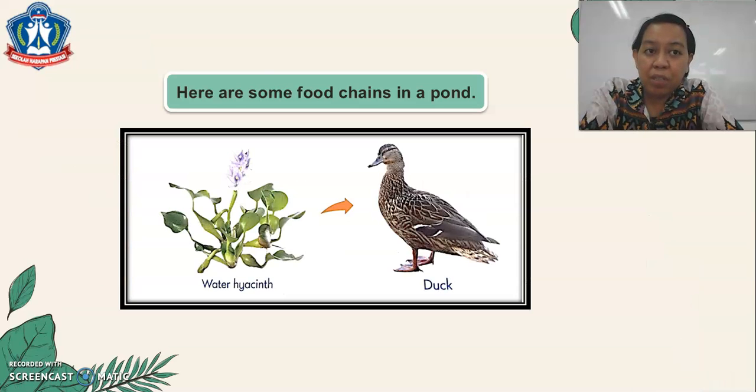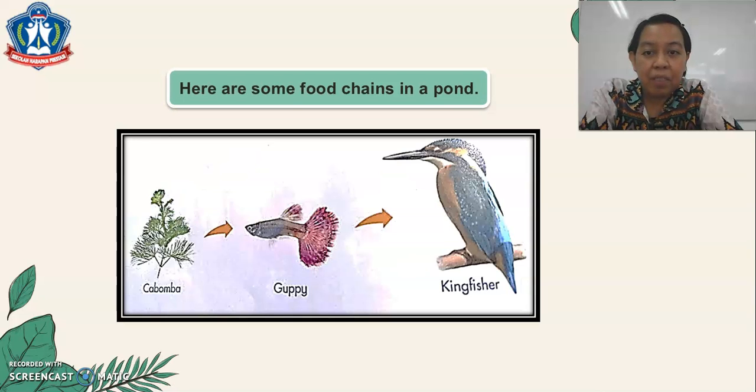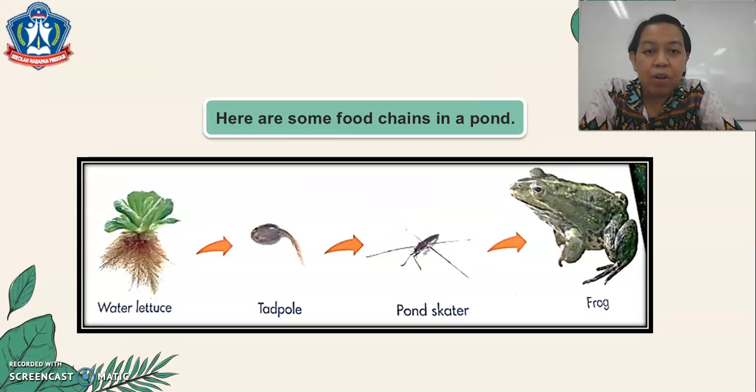Here are some food chains in a pond. This one is a short food chain. The producer is the water hyacinth and the consumer is the duck. Another example, kapamba plant is the producer and the consumers are the guppy and kingfisher. The third example is a longer food chain. The water lettuce is the producer and the consumers are the tadpole, pond skater, and the frog.